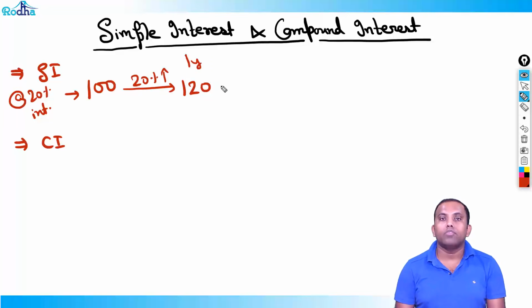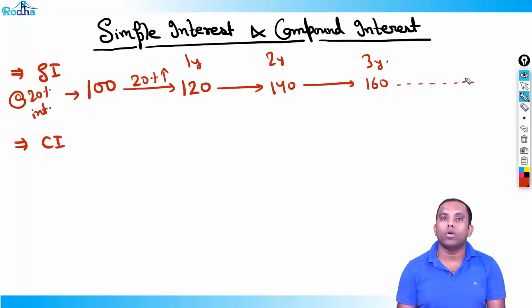If I don't pay at the end of the first year, then in the second year again 20% interest will be charged on the 100 rupees. I have to pay 140 now. Again 20 rupees more. For the third year, again 20 rupees will be charged, so now 160. And this series will go on.